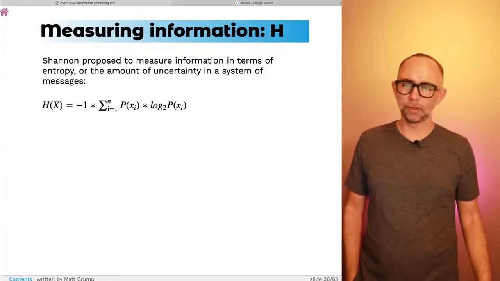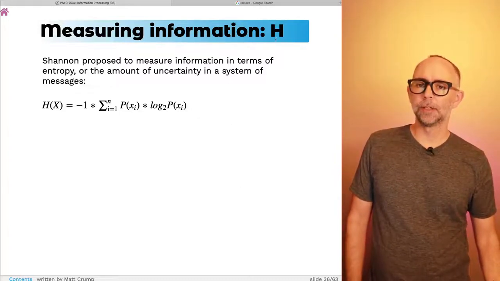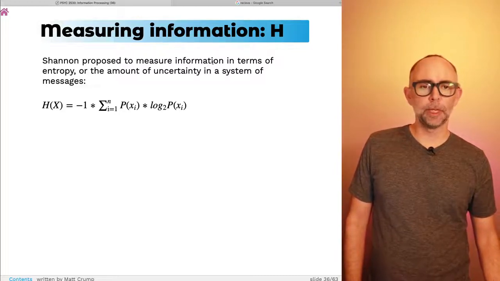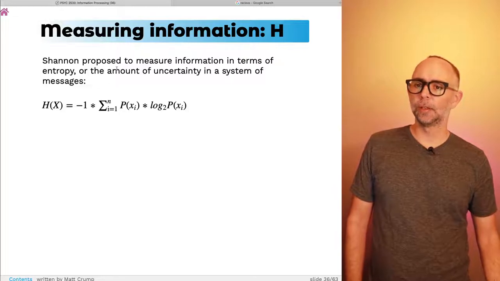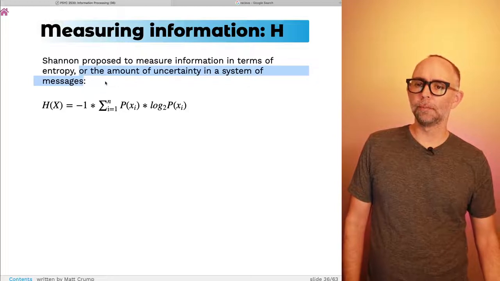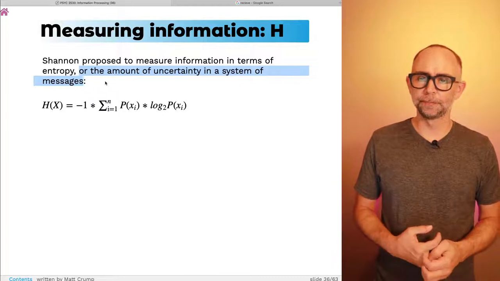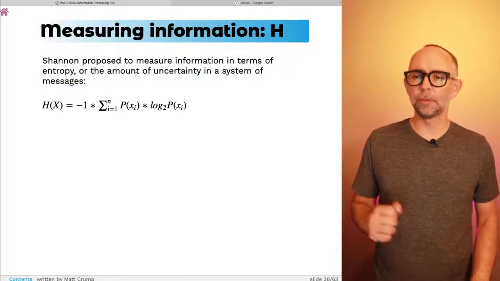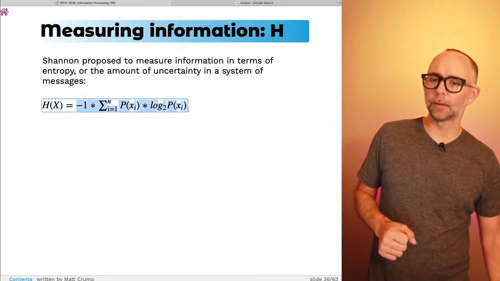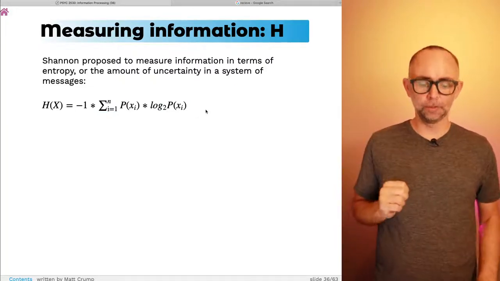And this is what Shannon was thinking about, and he proposed a measure called H. And this is a way to measure information, the amount of information, in terms of entropy, or the amount of uncertainty in a system of messages. We're going to step through this formula in a moment, but the big idea is that we could apply this formula to a situation and get a value out. We could get a single number back.